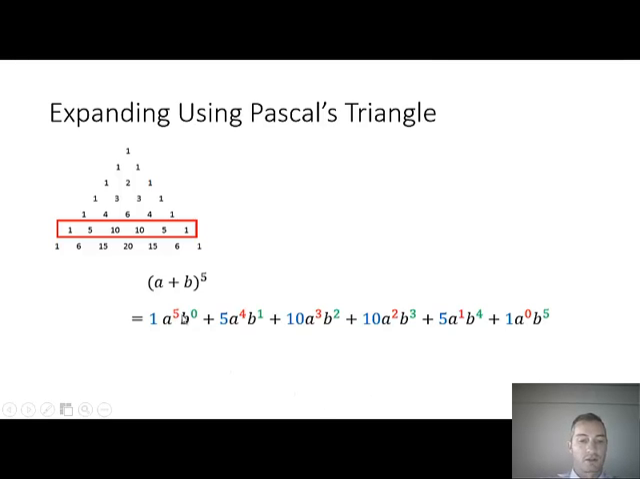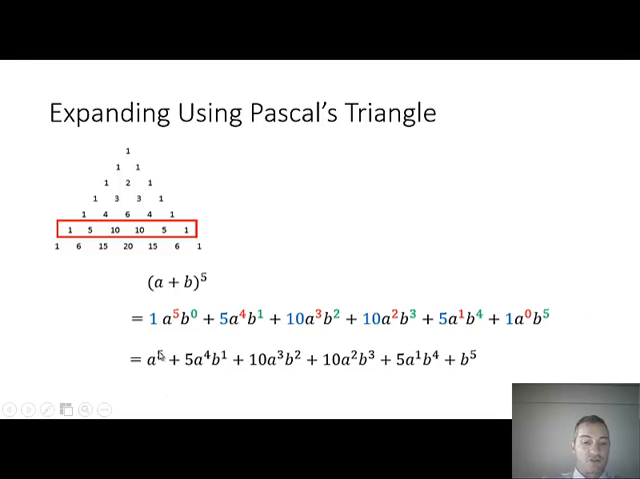However, if you look, a to the power of 5, a to the power of 4, a to the power of 3, a squared, a to the power of 1, down to a to the power of 0. So the first term, we start with this power, a to the power of 5, and then we work our way down to 0. The b term, we do the opposite. We start at 0, and then we work our way up to a power of 5, the final term. So that is our initial step for expanding using Pascal's triangle. And then it's just a matter of simplifying.